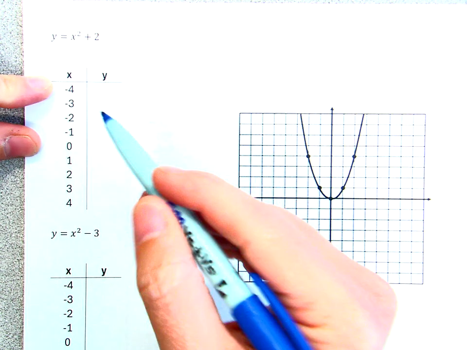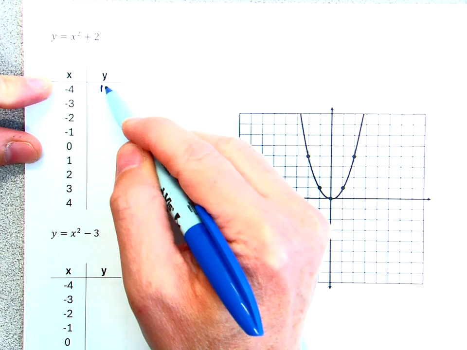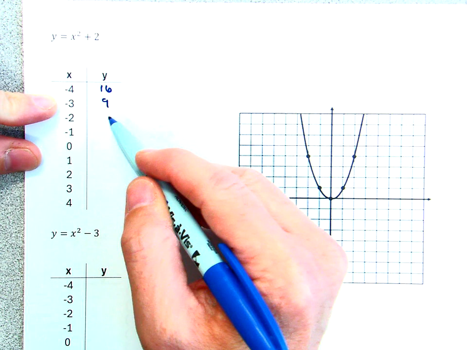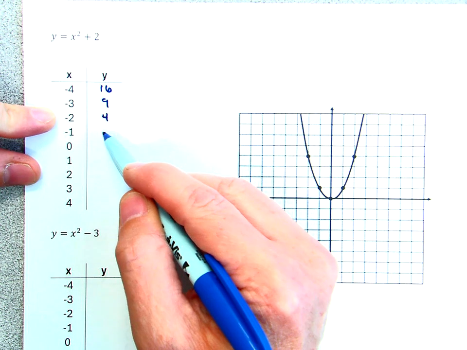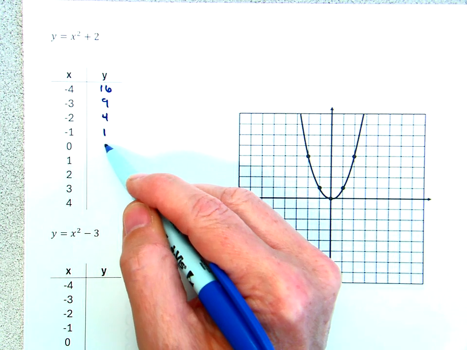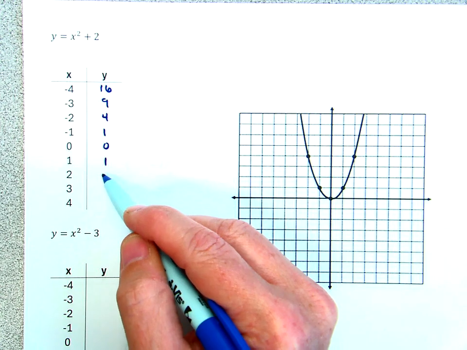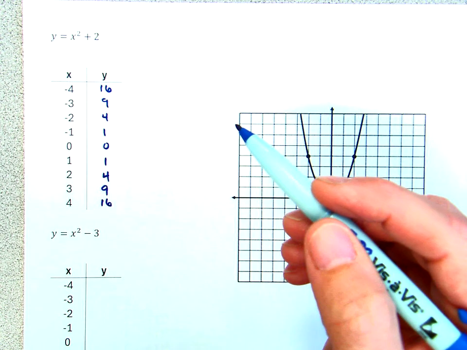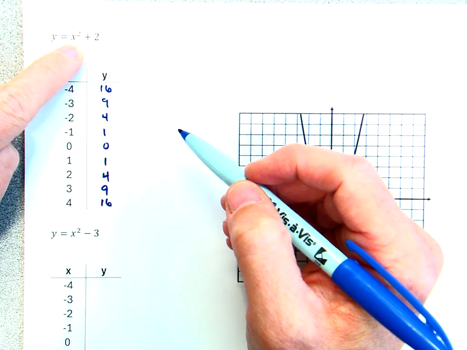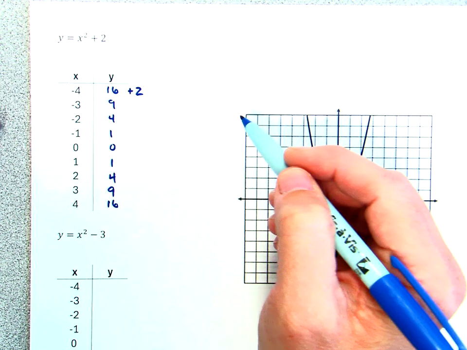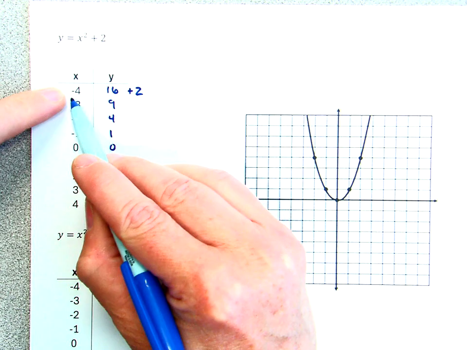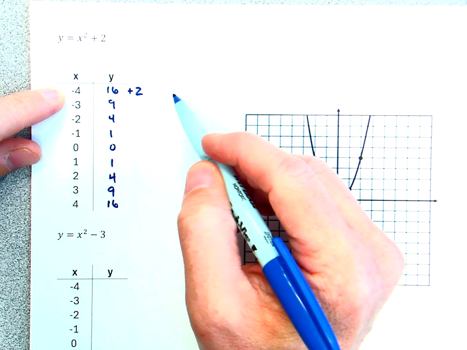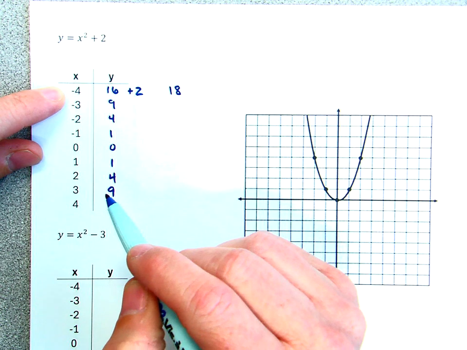So if I square negative 4, I'll get 16. If I square negative 3, right, negative 3 times negative 3 is 9. If I square negative 2, if I square 1, if I square 0, 1, 2, 3, and 4, right? Because I would square the x first, and then I would add 2 to that value. So when I square the x, I get 16. If I add the 2, 16 and 2 is 18, right?